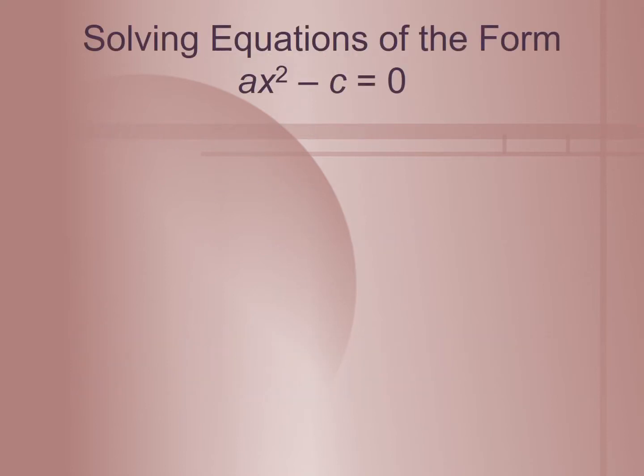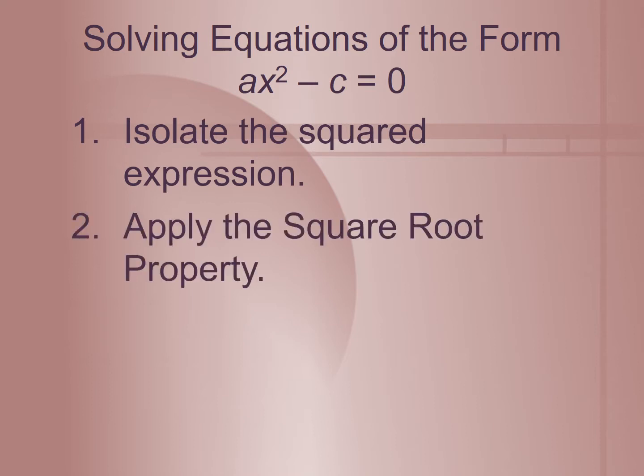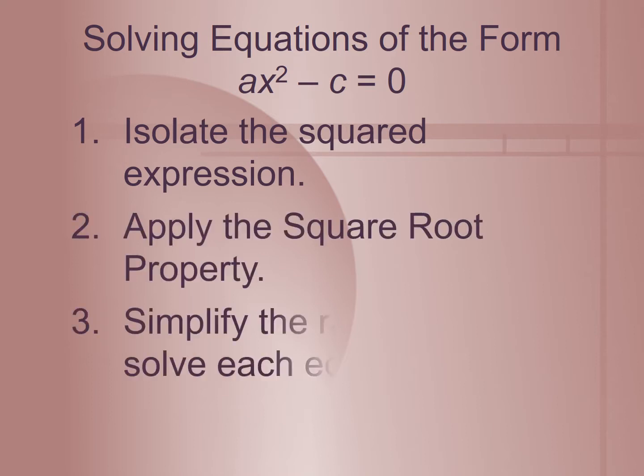Okay, so whenever we have a quadratic in the form of ax squared minus c equals 0, these are our steps. First, we isolate the squared expression. We apply the square root property. We simplify the radical and solve each equation.